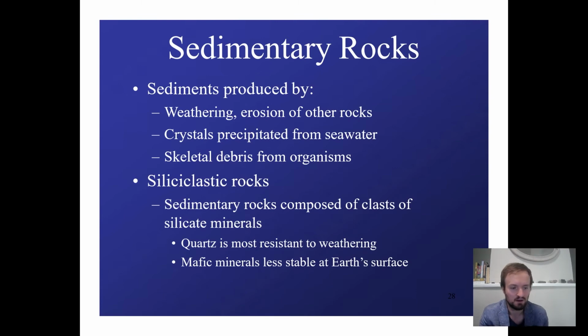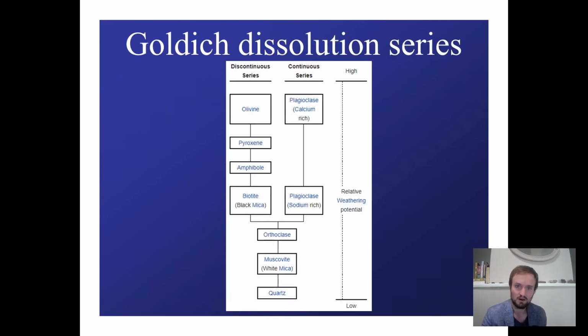Siliciclastic rocks are sedimentary rocks composed of a class of other silicate minerals. They don't always have to be pure silicate minerals. Obviously, you can have some oxides in there too, but quartz and feldspar are your two most resistant to weathering, and thus the most stable on the planet, whereas things like olivine, those mafic minerals, are less stable. Think back to Bowen's reaction series, where olivine was the first to come out, and then plagioclase, and then amphibole. Well, the reverse is true for what's most stable on the surface.